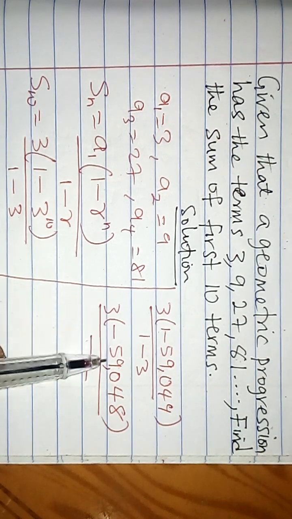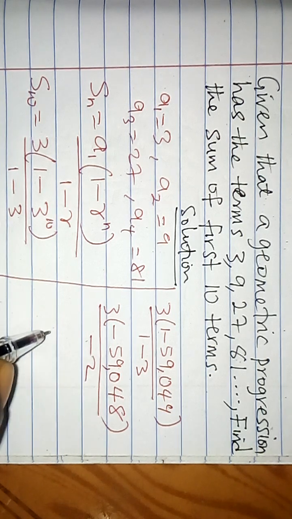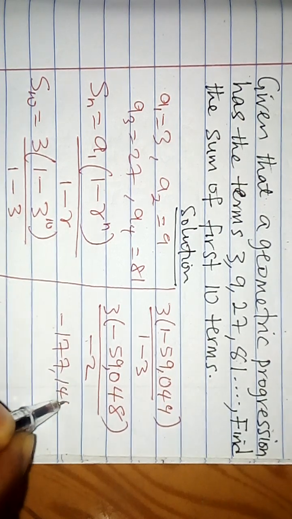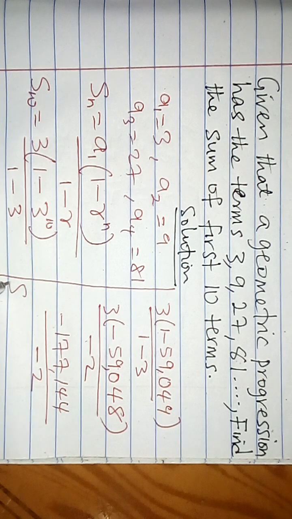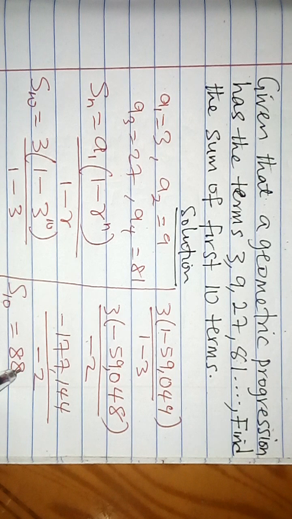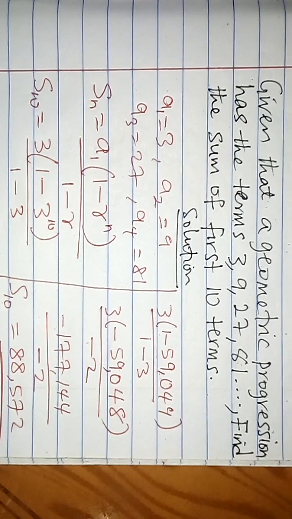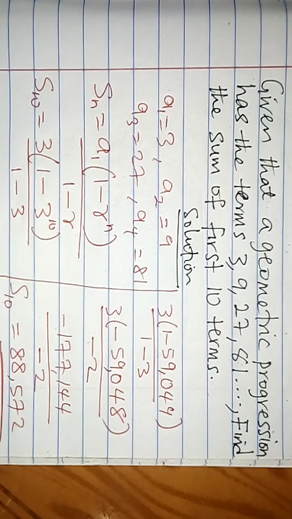Now 3 multiplying minus 59,048 will give us negative 177,144, all over minus 2. So when we do this division, it simply means that the sum of the first 10 terms will give us 88,572. Meanwhile, somebody might be wondering, why is it that you're having a positive sign as our final answer? It is because negative divided by negative will give us positive.